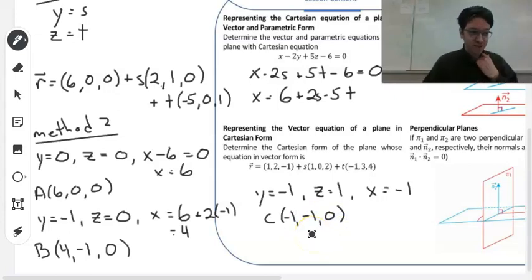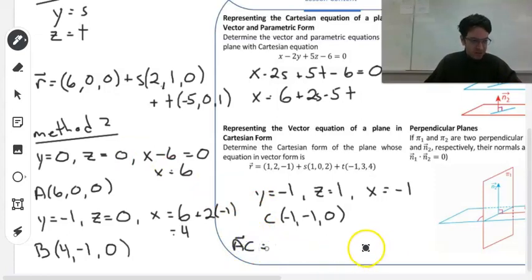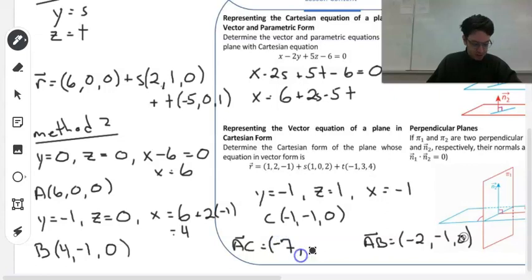Now in our previous lesson, we learned that you can describe a plane with 3 points. How do you do that? Well, we pick 2 position vectors, so we can figure out what AC is. Then we can also figure out what AB is by taking the difference in their coordinates. So AB would be, well, 4 minus 6 is negative 2. A negative 1 minus 0, so that's negative 1, and then 0. And AC would be negative 7, negative 1, and 1.